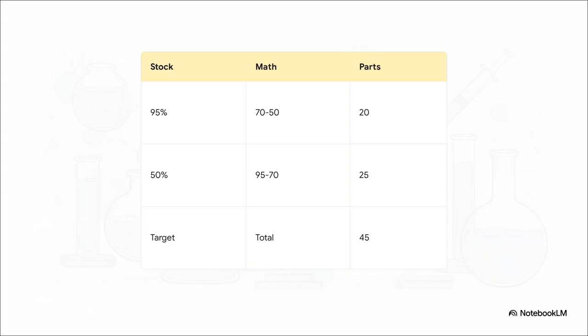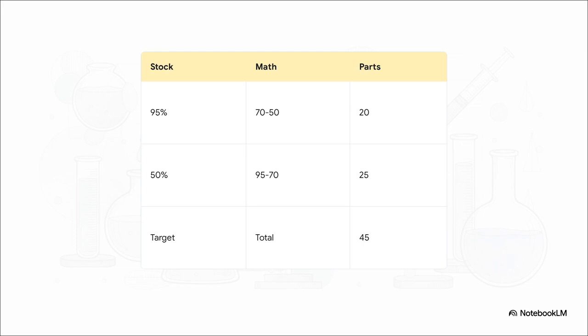Let's actually do one together. Say we need to make a 70% alcohol solution, but we only have 95% stock and 50% stock sitting on the shelf. We drop our target, 70, right in the middle. Top left gets the 95. Bottom left gets the 50. Now, subtract across those diagonals. 95 minus 70 is 25. Put that on the bottom right. Next diagonal. 70 minus 50 is 20. Put that on the top right.